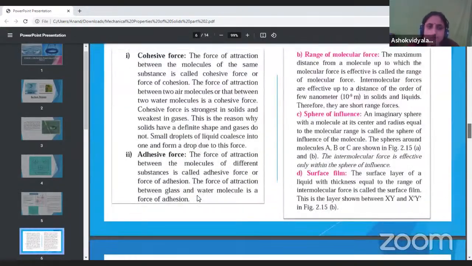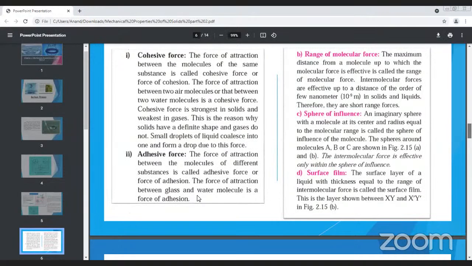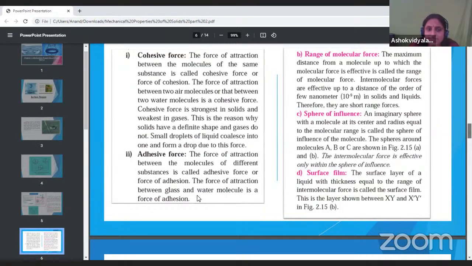Now see, first of all, what is the meaning of cohesive force? See, the force of attraction between the molecules of the same substance, म्हणजे एकच सबस्टन्स चारही बाजूने त्या molecule वरती ऍक्ट होत असेल, that force is called the cohesive force, or force of cohesion. The force of attraction between two air molecules or between two water molecules is a cohesive force.